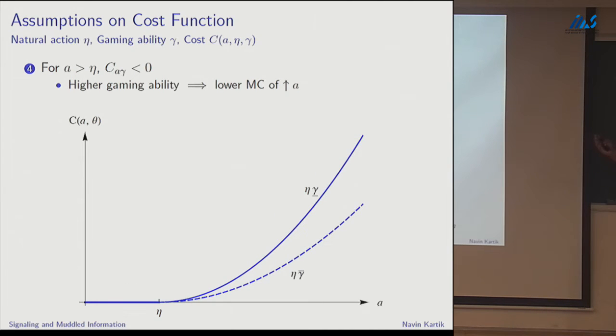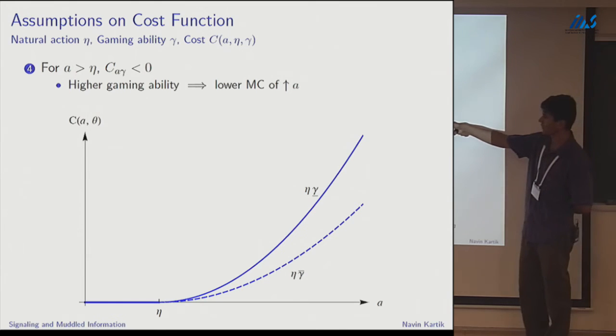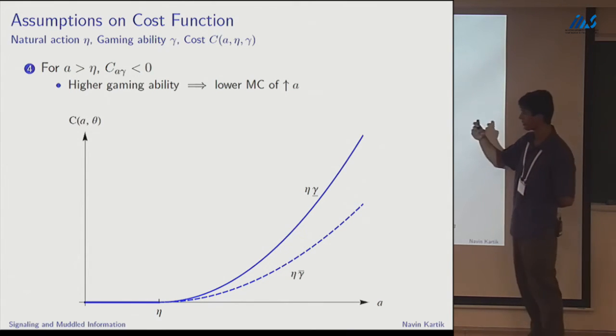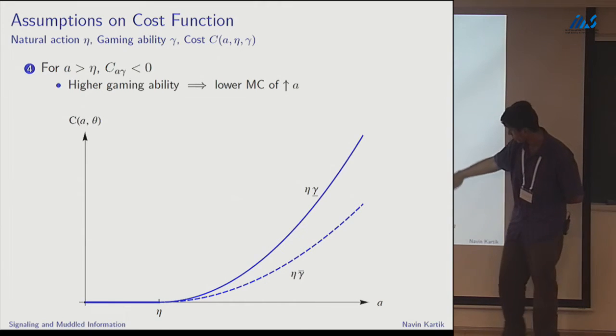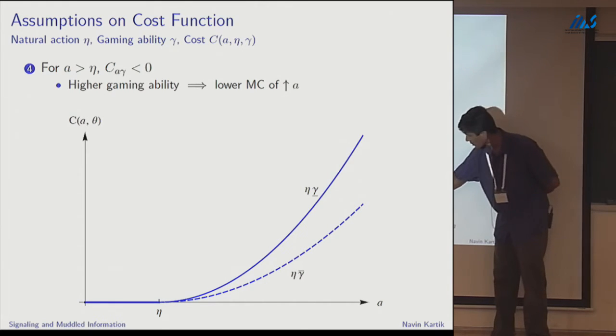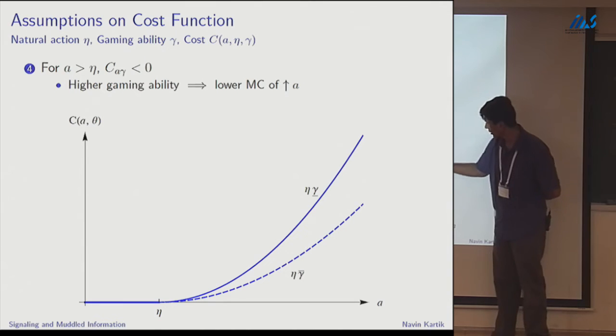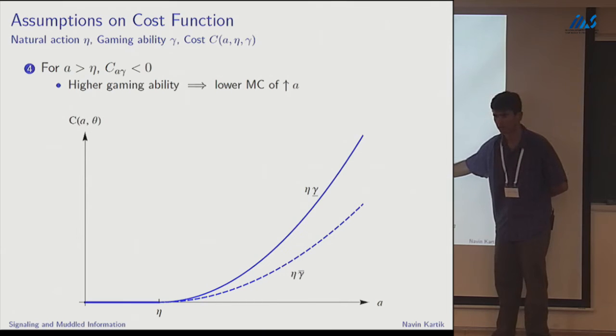Okay, and then the same thing on the gaming ability side. So if we're looking again at actions above the natural action, the marginal cost of signaling is lower when you have a higher gaming ability. Okay, so pictorially, a similar kind of depiction here. Fix the natural action. Take a type with a lower gaming ability, and a type with a higher gaming ability. The one with the higher gaming ability has a uniformly lower cost of signaling.